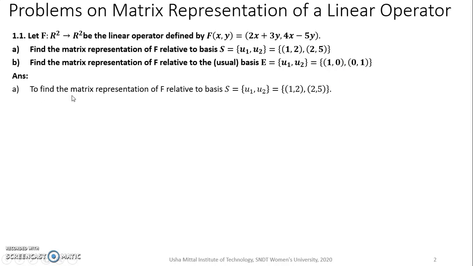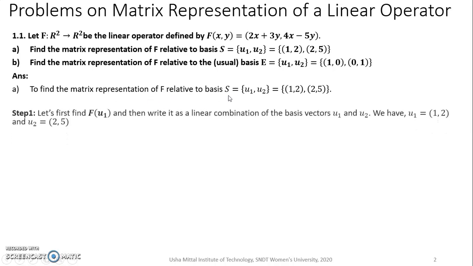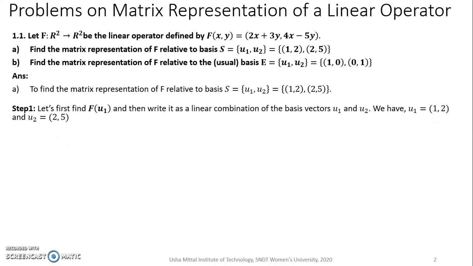So now let's start with section A, in which we have to find the matrix representation of F relative to the basis S. This can be done in two steps. In the first step we will find F of u1 and then we will write it as a linear combination of basis vectors u1 and u2 like this.